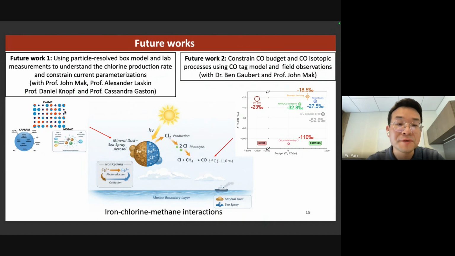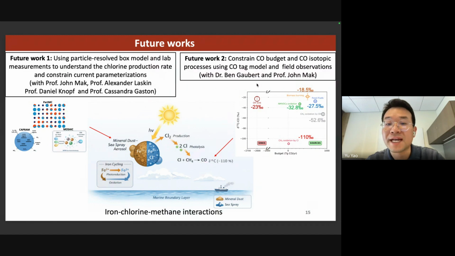The first, we want to better understand the mineral dust chlorine production rates. So we are planning to use a particle-resolved model, which can have the aerodynamics module PartMC, aerosol chemistry MOSAIC, and aqueous chemistry CAPRAM, to better understand at which size range the reaction is most efficient, and what aerosol species, such as sulfate and organic matter, will affect these chlorine production rates. And we will also compare with the results from some field measurements. So we are collaborating with John, Alex, Dan, and Cassie on this project.